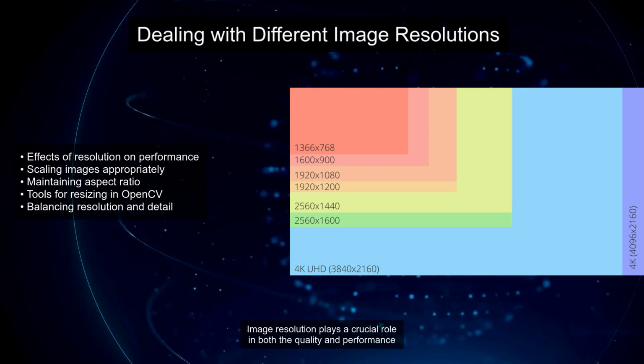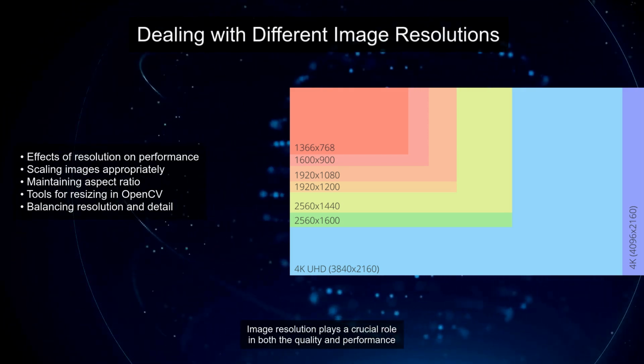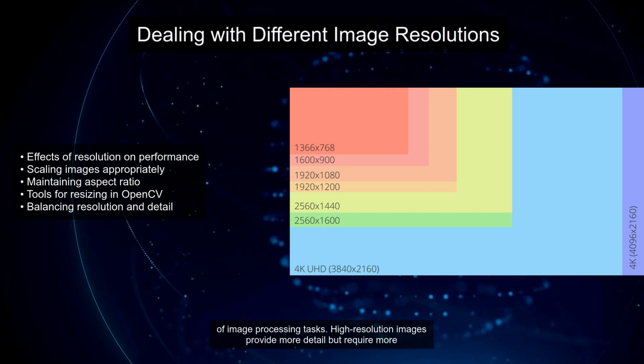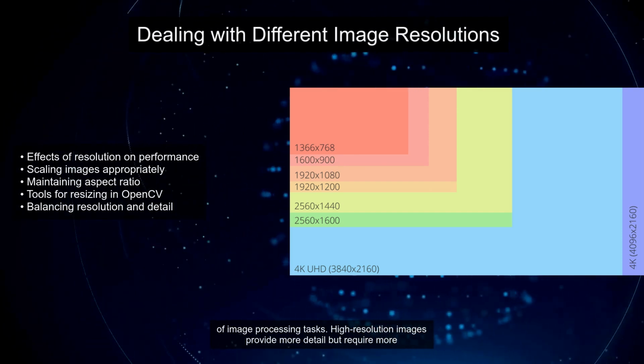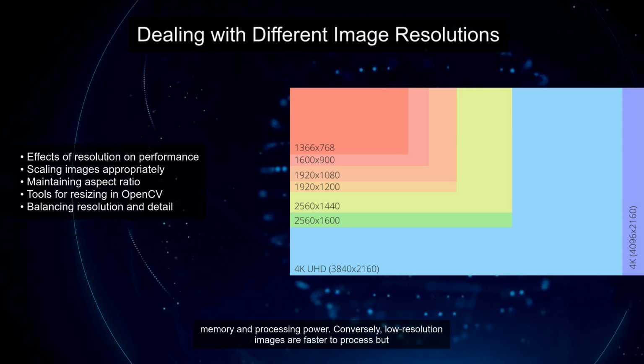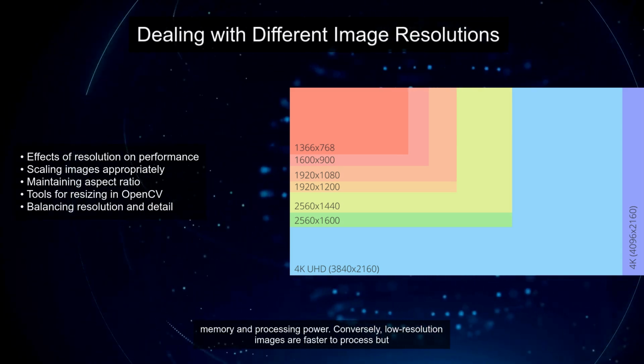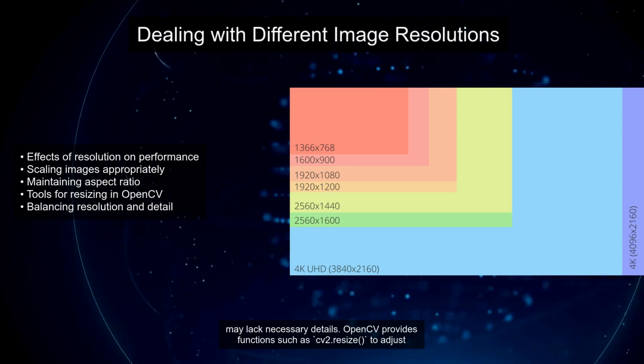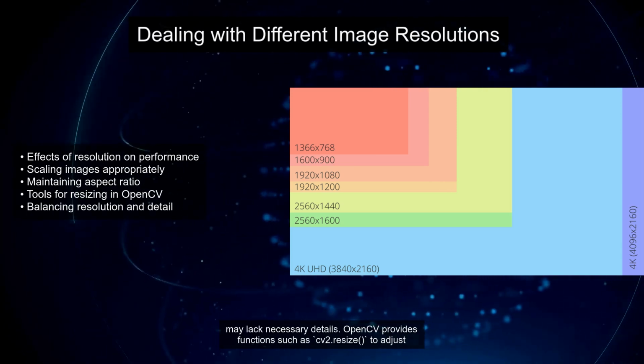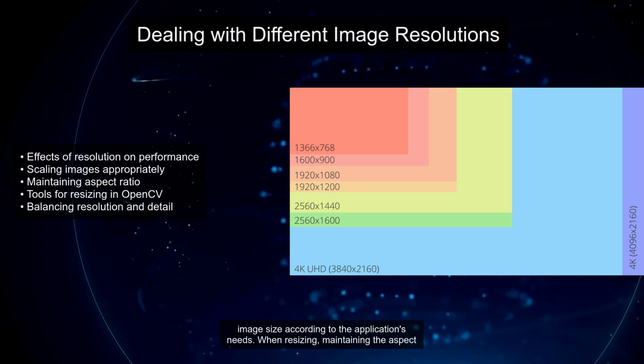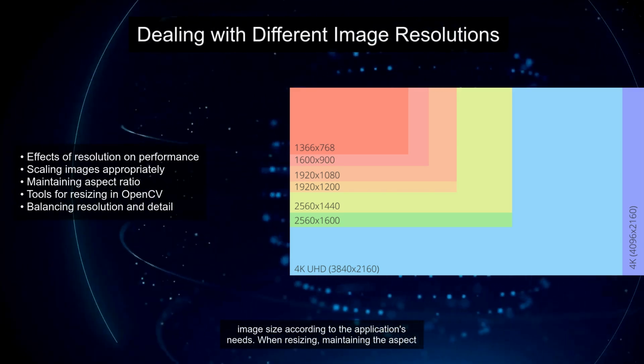Image resolution plays a crucial role in both the quality and performance of image processing tasks. High-resolution images provide more detail but require more memory and processing power. Conversely, low-resolution images are faster to process but may lack necessary details. OpenCV provides functions such as cv2.resize to adjust image size according to the application's needs.